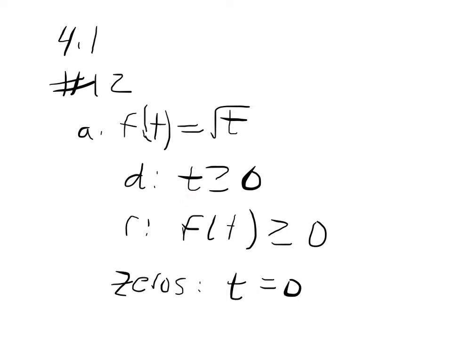Domain, input, independent variables: t is greater than or equal to 0. Output is your range. f of t is the output, and f of t is greater than or equal to 0. Zeros are when the function equals 0. When does this function have an output of 0? It has an output of 0 when t is 0.